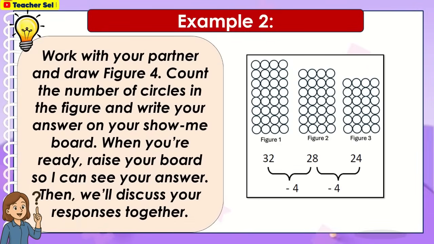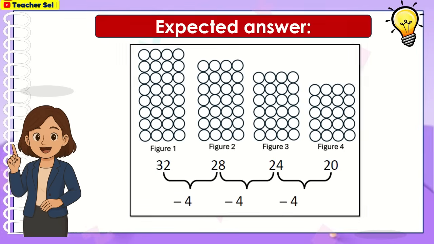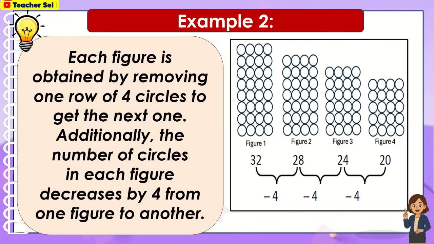Work with your partner and draw figure 4. Count the number of circles in the figure and write your answer on your Show Me board. When you're ready, raise your board so I can see your answer. Then we'll discuss your responses together. Here is the expected answer. Each figure is obtained by removing one row of 4 circles to get the next one. Additionally, the number of circles in each figure decreases by 4 from one figure to another.